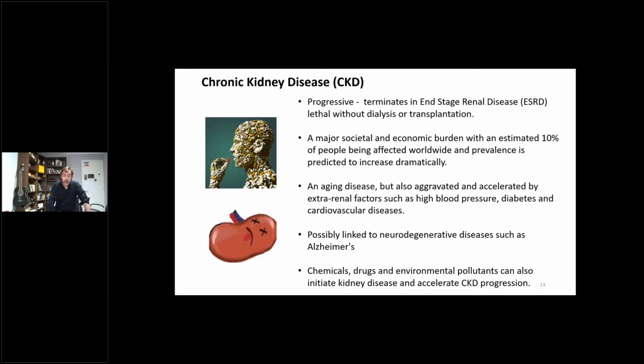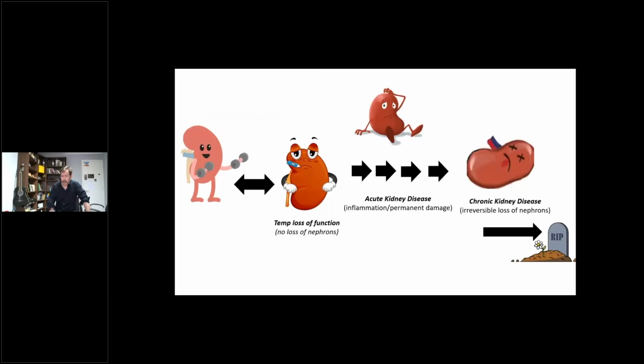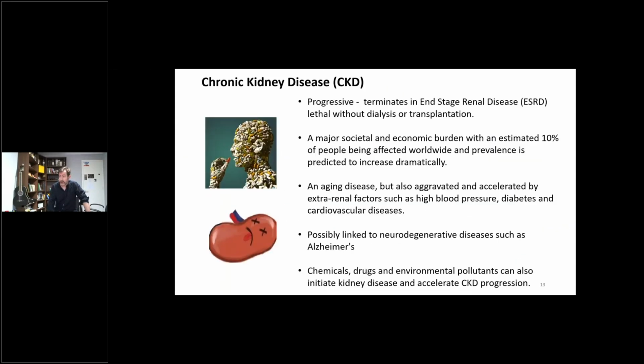It's a major societal and economic burden, and we think that 10% of people are affected worldwide, and it's increasing simply because people are getting older. And that's the next bullet point. We think it's also linked to neurodegenerative diseases such as Alzheimer's, because if your kidneys are failing, then you have more and more toxins in your blood system. You get acid-base disturbances. Your blood volume regulation is poor, and you can lose essential vitamins in the urine if the kidney isn't good. All of these things can exacerbate neurodegenerative diseases. Chemicals, drugs, and environmental pollutants can also initiate kidney disease, and that's the area where we're in. So we have to understand it to predict it.